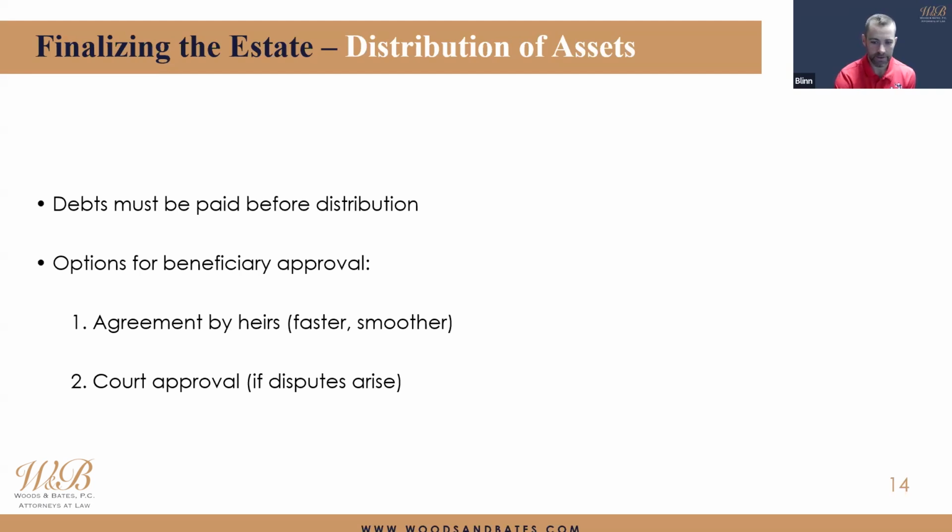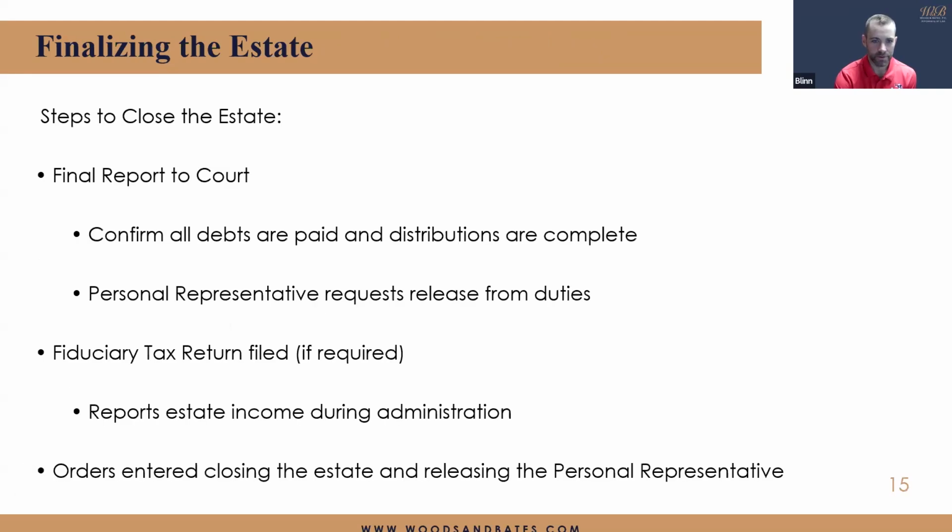Once we have everyone's agreement or we have a hearing set, we will file a final report with the court. That final report says we've done everything we're supposed to do. We've paid the debts. We've made the distributions. We're asking that the executor be released from their obligations at this point. We've done everything according to law that we were supposed to do.